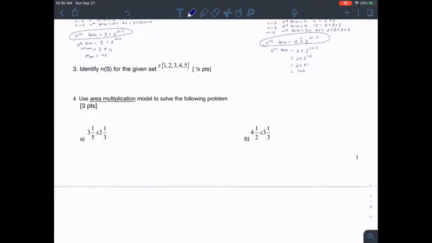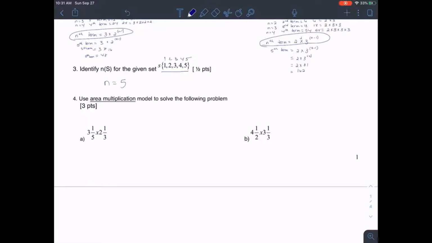Number 3 says identify n for set S for the given set. So the set is 1, 2, 3, 4, 5. So n is equal to the number of elements in each set. So we have 1, 2, 3, 4, 5. So n equals 5. So the n stands for the number of elements in a set.